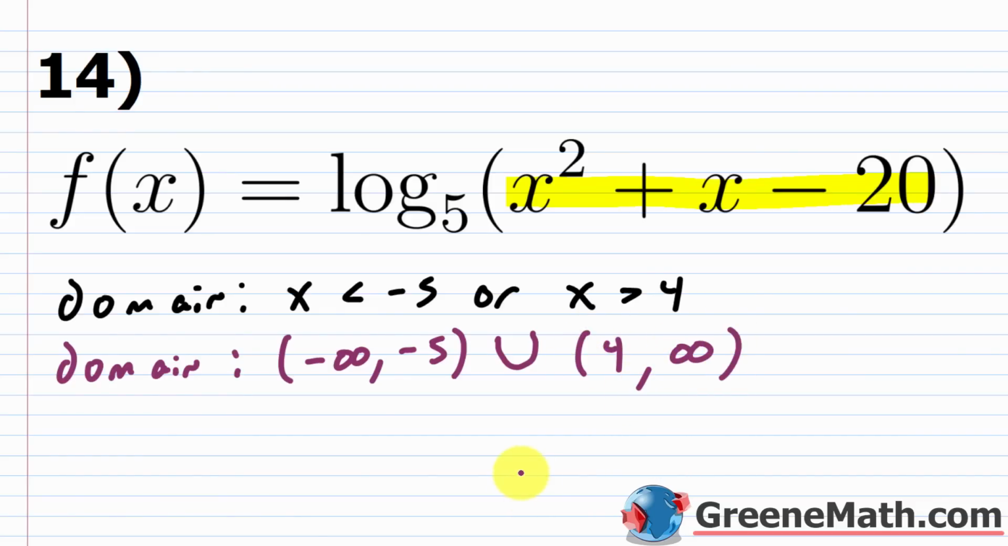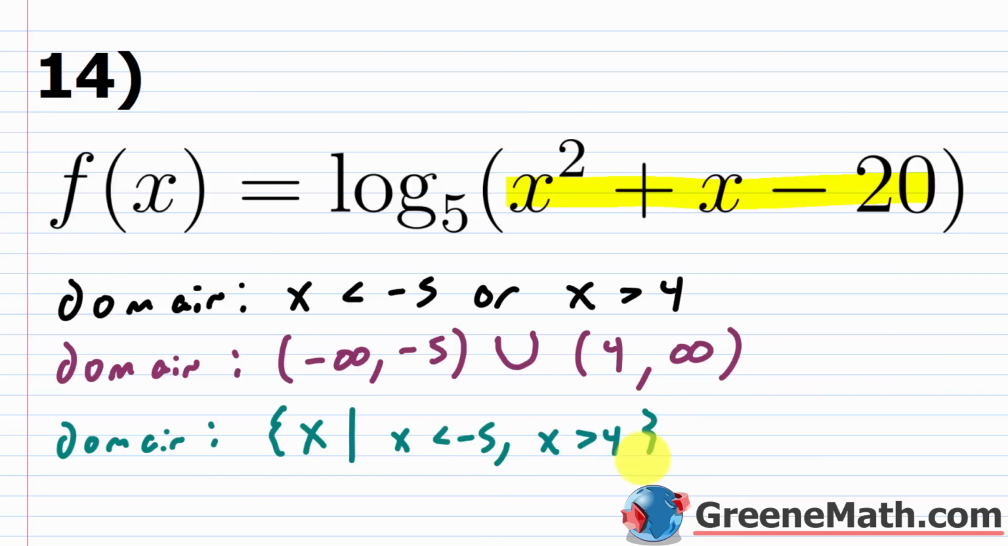Then you can use your set builder notation. So if you want to do it that way, let me change the color up. I'll use this color here. So you could do the set of all x such that, and you just put this in here. So I'm going to go x is less than negative 5, or x could be greater than 4. So these are three different ways that you could write this.